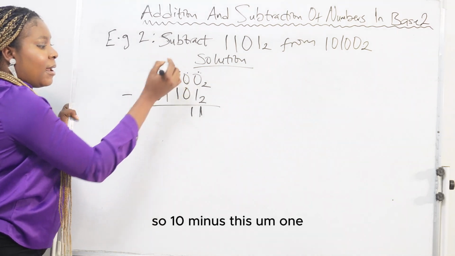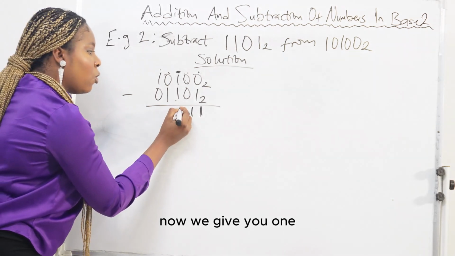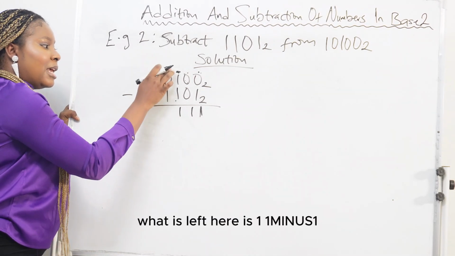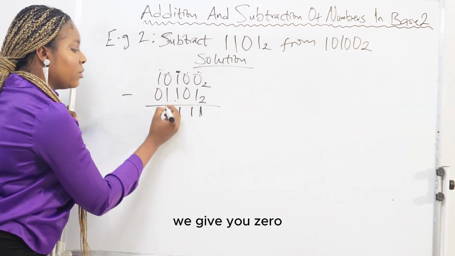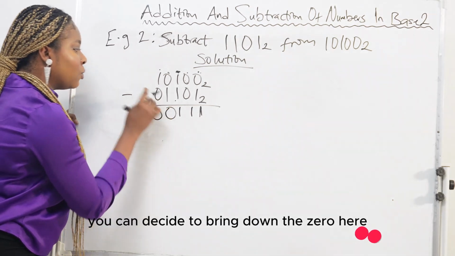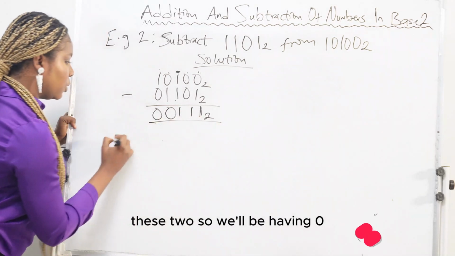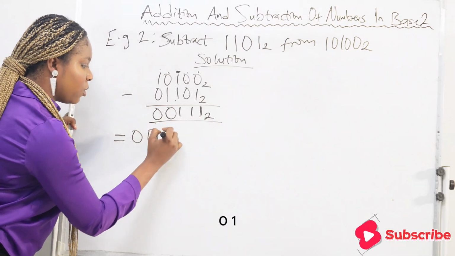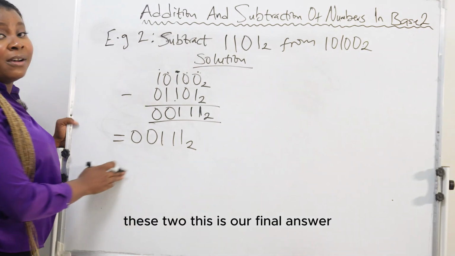So 10 minus this 1 now will give you 1. What is left here is 1. 1 minus 1 will give you 0. You can decide to bring down the 0 here, base 2. So we'll be having 01111 base 2. This is our final answer.